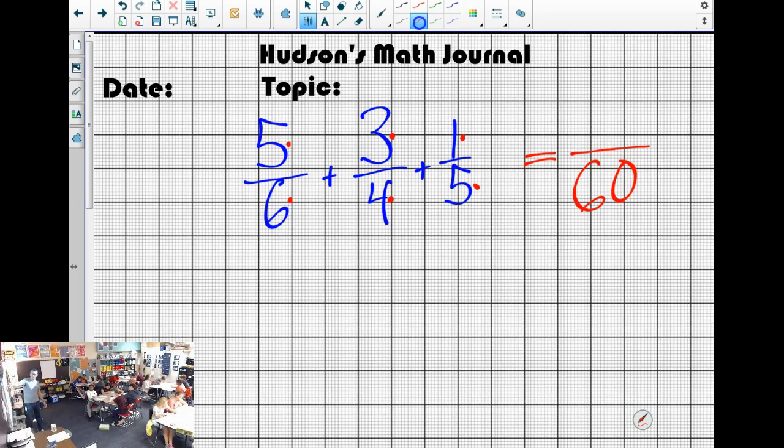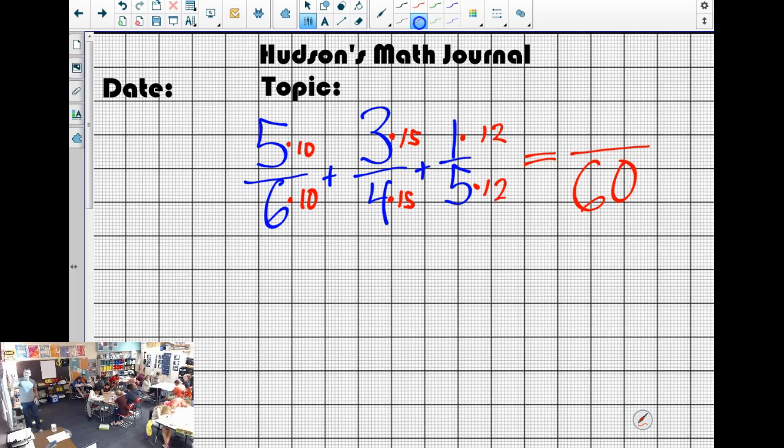Ethan, what am I gonna multiply by here for the 5/6? 10 on top and bottom. Layla, what about 3/4? What do I multiply by there? 15, on top and bottom. And Casey, what do I multiply 1/5 by? Yeah, 12 over 12 on top and bottom.